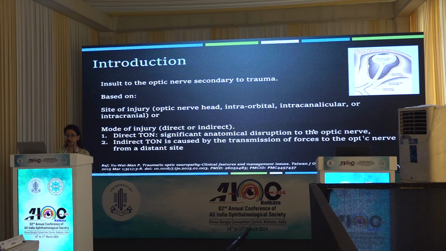But depending on the type of trauma, there can be a variability in the vision loss. The site of injury can be in the optic nerve head, the intraorbital segment, the intracanalicular segment, or even the intracranial portion of the optic nerve. The mode of injury can be direct, where there is a traumatic optic nerve avulsion, that is, the fibers are lost, or indirect, via the coup and contre-coup mechanism, where there is a transmission of forces from a distant site.